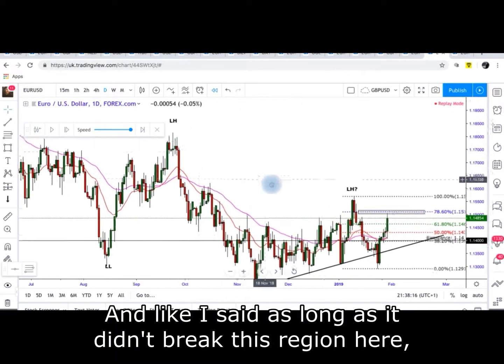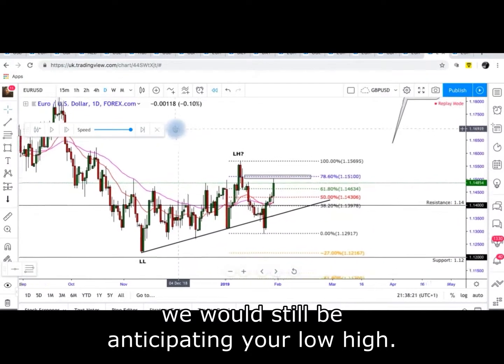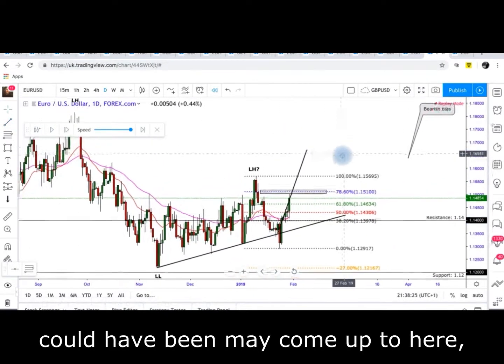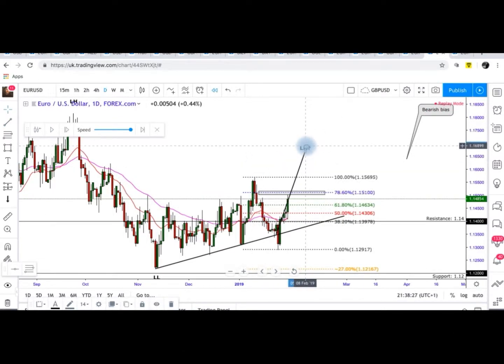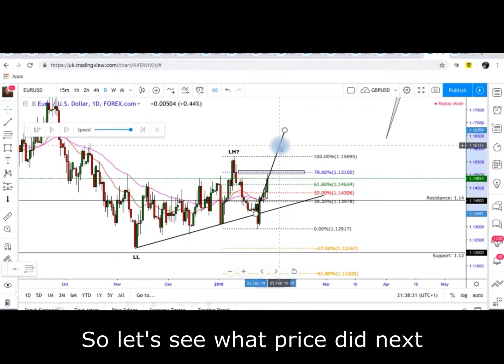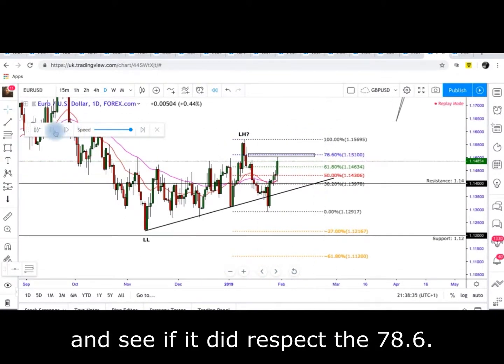And like I said, as long as it didn't break this region here, we would still be anticipating a new lower high. So what could have happened is price could have bounced from here, come up to here, and then this might be our new lower high. But we're thinking this one is going to be the one. So let's see what price did next and see if it did respect the 78.6.